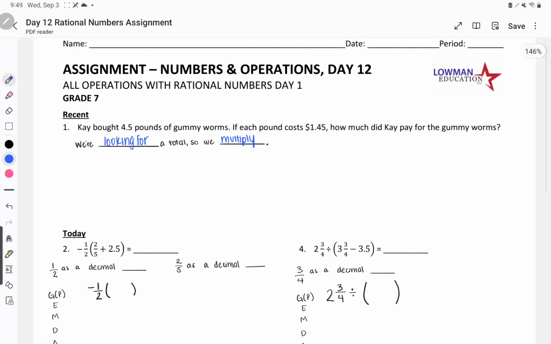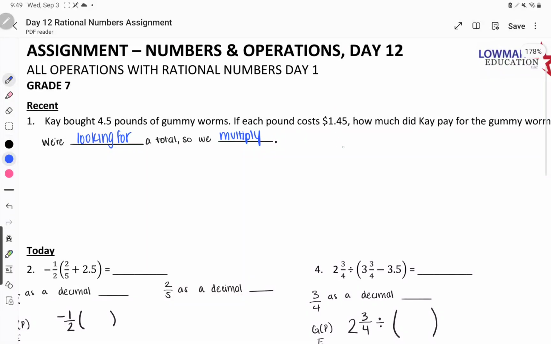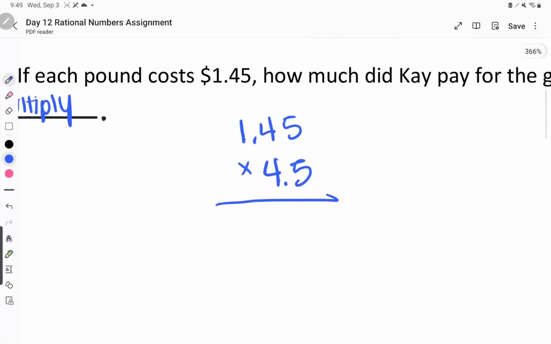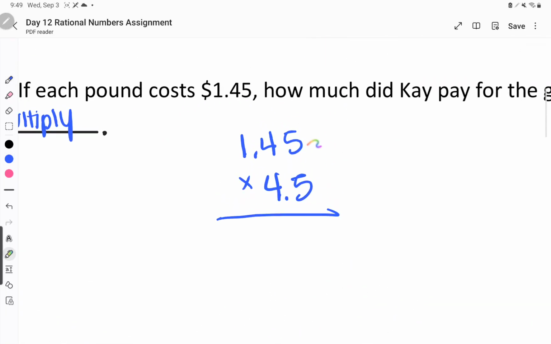So we're going to take 4.5 and multiply it times 1.45. Remember, we put the number with more digits on top. 1.45 has more digits. We'll multiply it times 4.5. We don't have to line up decimals when we multiply or divide. We just have to line them up when we add or subtract.